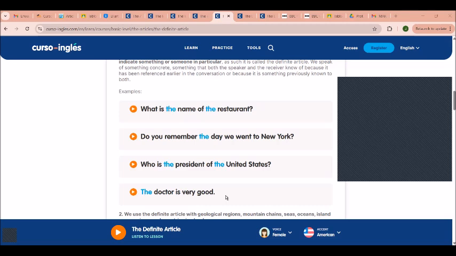Now, we could answer question one by saying, the restaurant in Plaza Carso, Loma Linda, it was a good restaurant. I think we went to New York on the 22nd of February. The 57th president of the United States was, and you can be very specific with the. So that's one use.